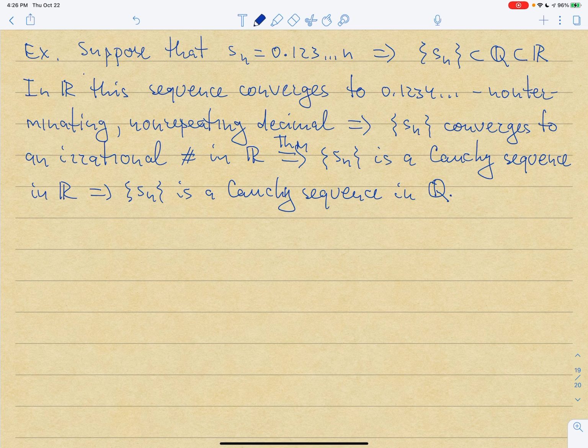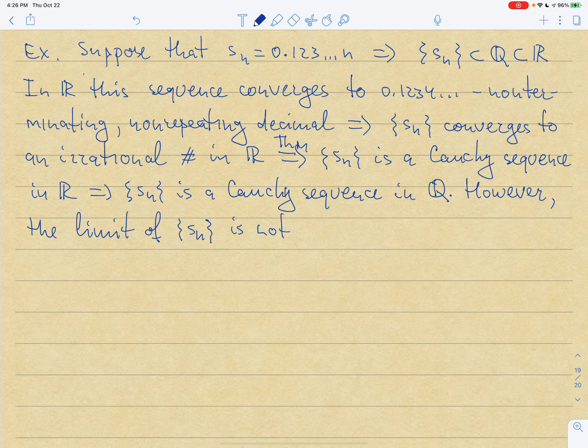However, the limit of Sn is, we just said, irrational. So it's not in Q. So in the set of all rational numbers, our result is not valid because I found an example of a Cauchy sequence in Q which does not have a limit in Q. So if we just live in Q, then a Cauchy sequence and a convergent sequence mean two different things. A convergent sequence must be Cauchy, but a Cauchy sequence does not have to be convergent in Q.